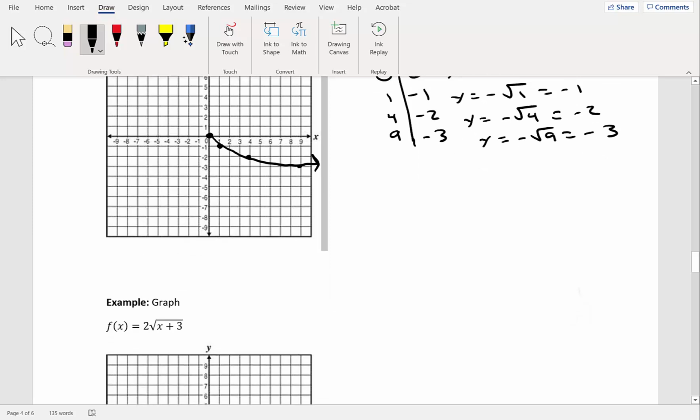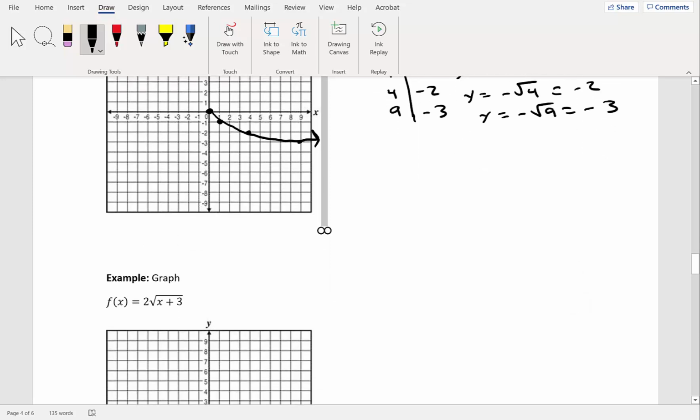Let's take a look at another one. This one is a little bit harder. Graph f of x equal to 2 times the square root of x plus 3. I'm just going to go ahead and change my f of x to y. So I have y equal to 2 times the square root of x plus 3. Now let's go ahead and create a table.